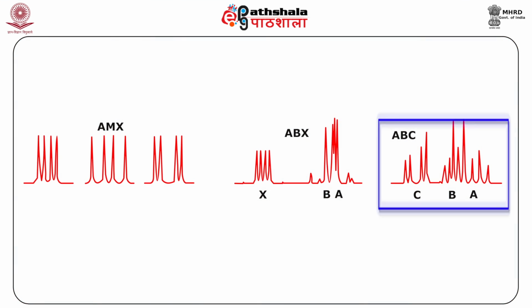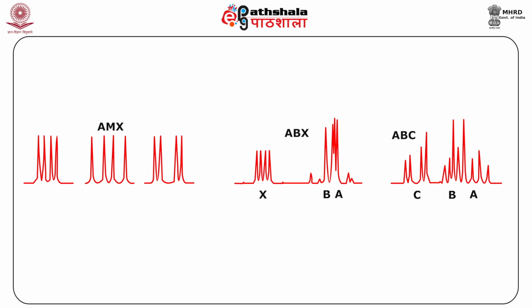Now, let us discuss the ABC system. In an ABC system, the chemical shift differences among the 3 non-equivalent protons are not large in comparison to the corresponding coupling constants. The spectrum of such a system is complex and exhibits a total of 15 lines. The values of coupling constants for such systems can only be calculated using computer simulation methods. Manual analysis will lead to approximate values of coupling constants, which in severe cases can be drastically wrong.